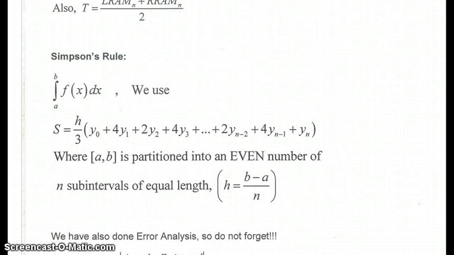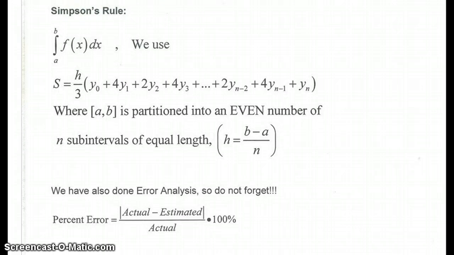Next up, we have Simpson's rule. For Simpson's rule, the formula is slightly different. We also need to remember that we can conduct an error analysis on either the trapezoidal rule or Simpson's rule. To that extent, let's look at our quiz review.